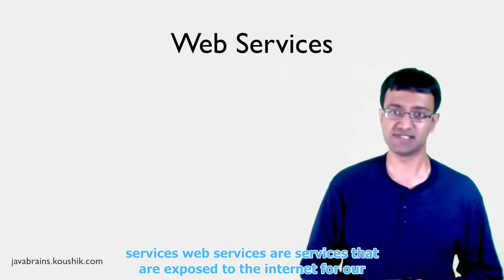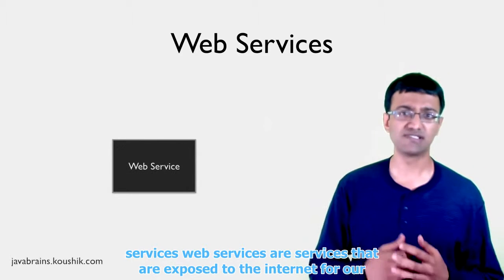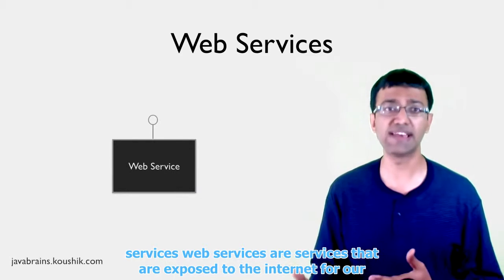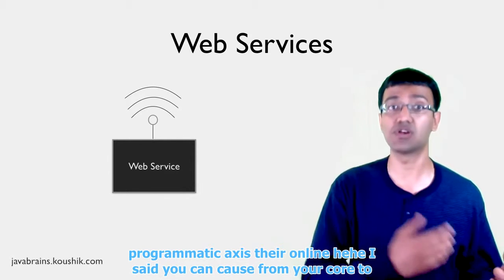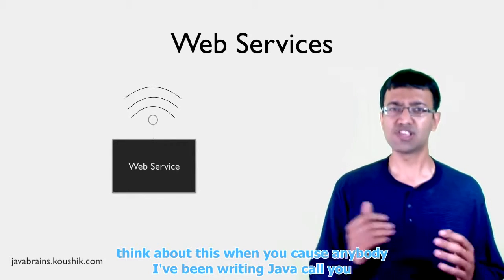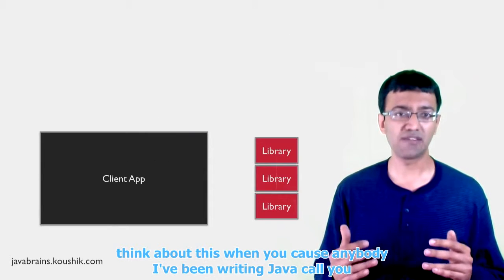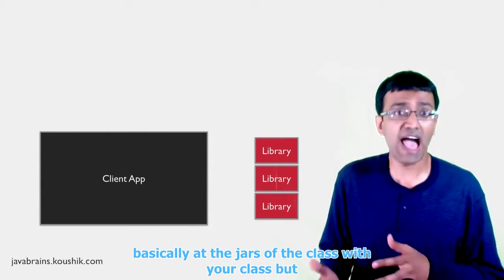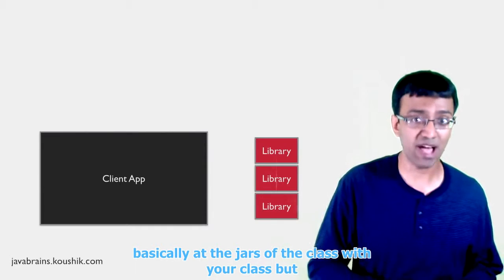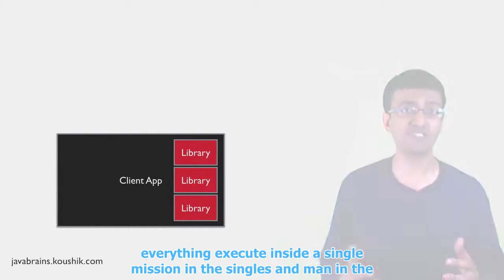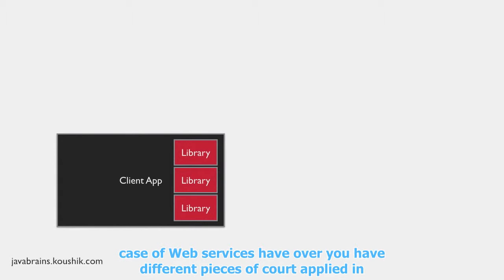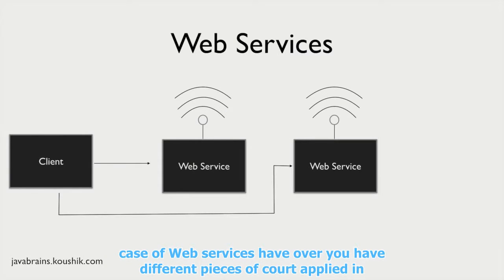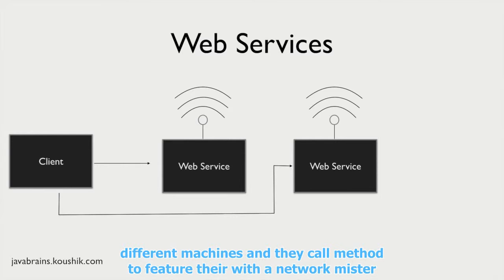So what are web services? Web services are services that are exposed to the internet for programmatic access. They're online APIs that you can call from your code. So think about this. When you call an API when writing Java code, you basically add the jars or the classes to your class path. Everything executes inside a single machine, a single environment. In the case of web services, however, you have different pieces of code deployed in different machines, and they call methods of each other over the network.